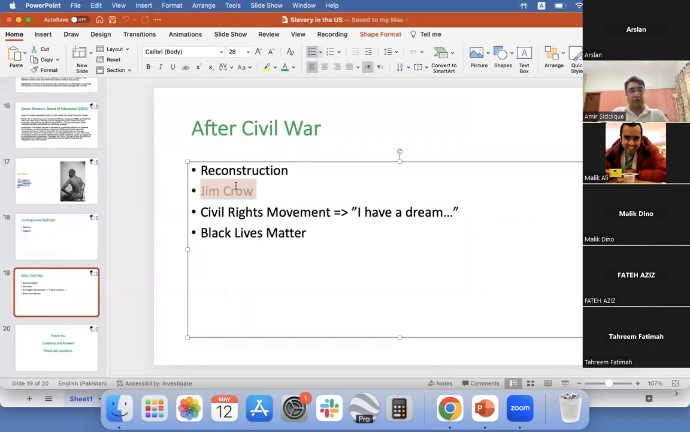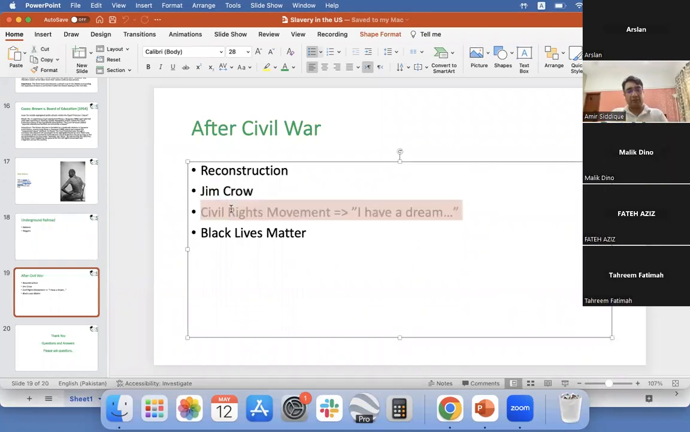We just talked about the Brown versus Board of Education case. So Jim Crow is actually even after slavery was banned and slaves were free. It talks about their segregation and the horrible second class citizenship that many African Americans continued to face, deep into the civil rights movement of Martin Luther King and so many other people.